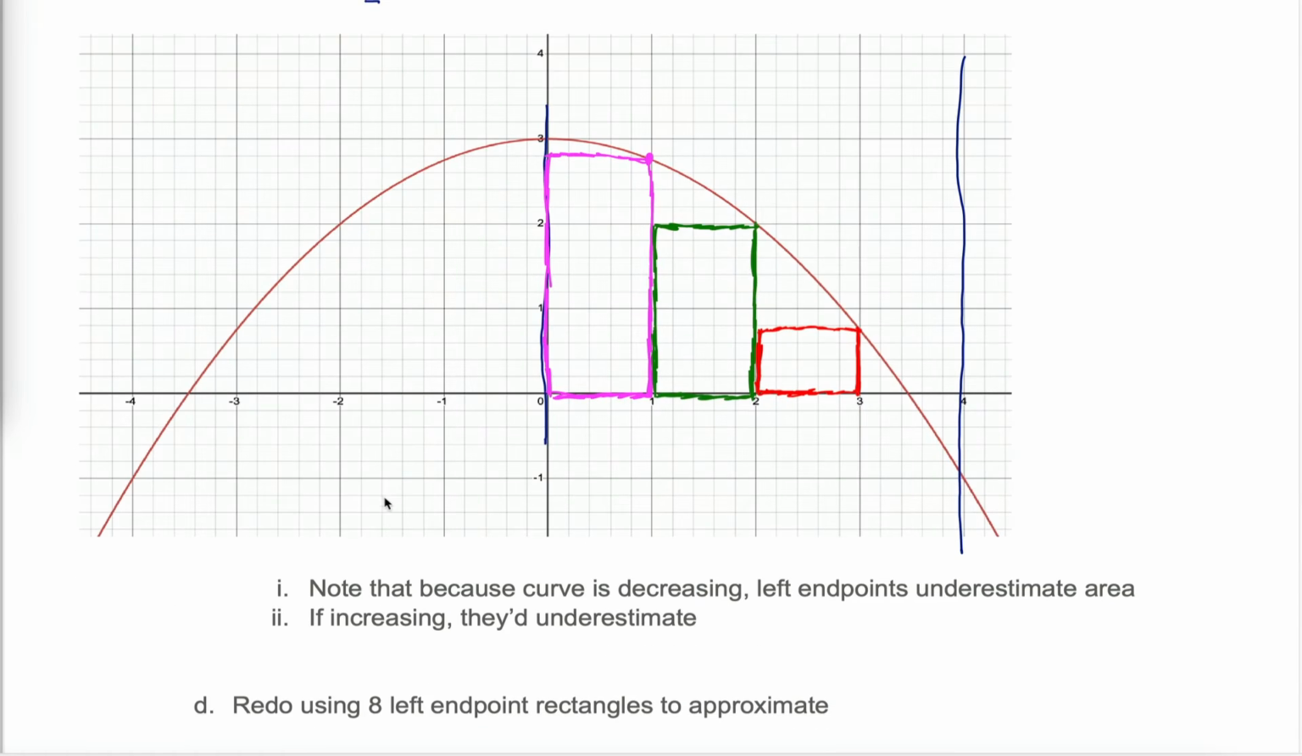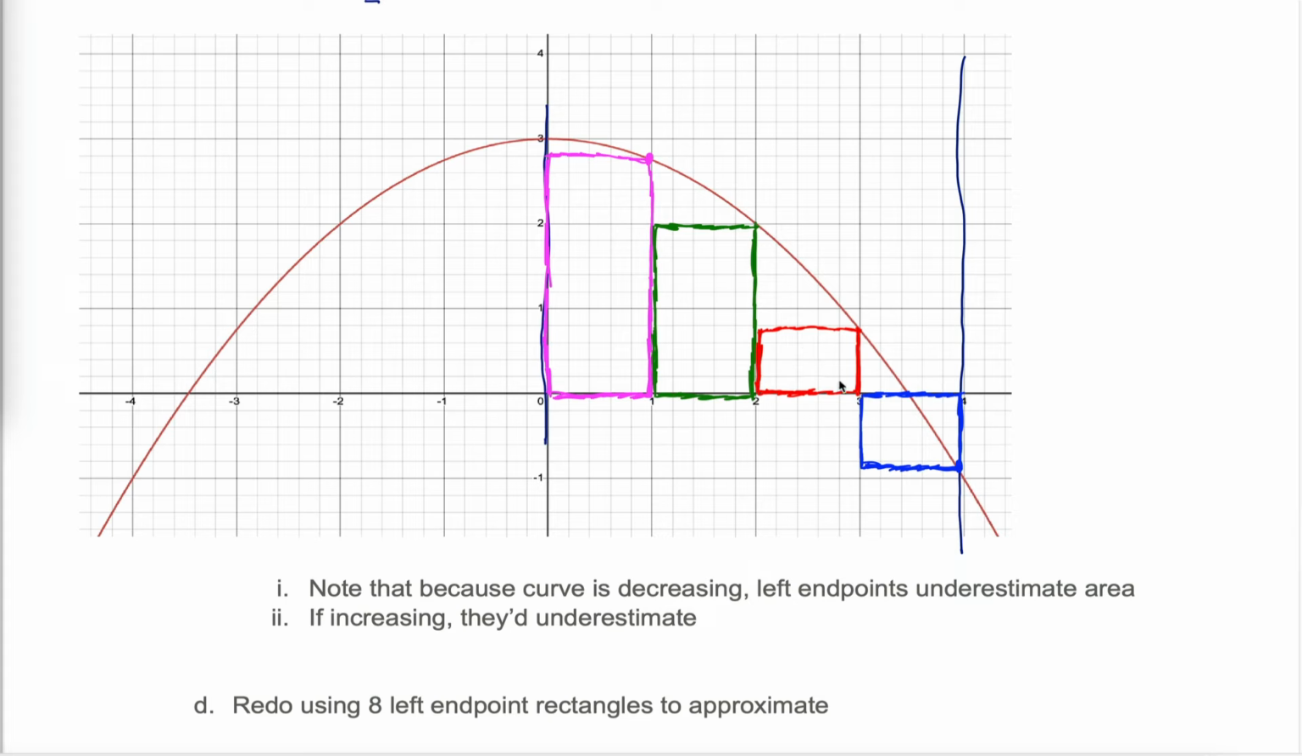The fourth rectangle, things get kind of interesting, because my rectangle is going to go from 3 to 4, but the right endpoint is 4. So I need to figure out the height of this rectangle by thinking about the height of the curve at 4. Well, the height of the curve at 4 is a negative number. It's down here. So my fourth rectangle is going to have negative area. It's going to be down below my x-axis. And you know what? That's totally fine.